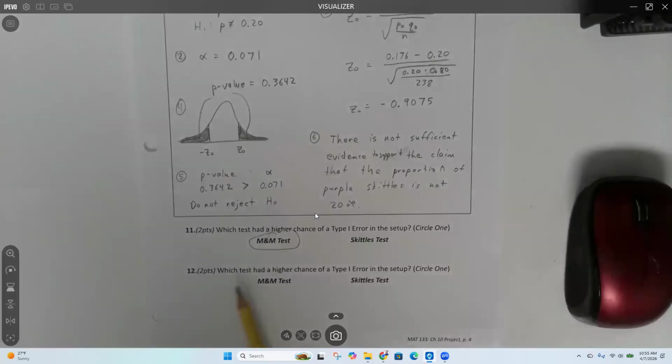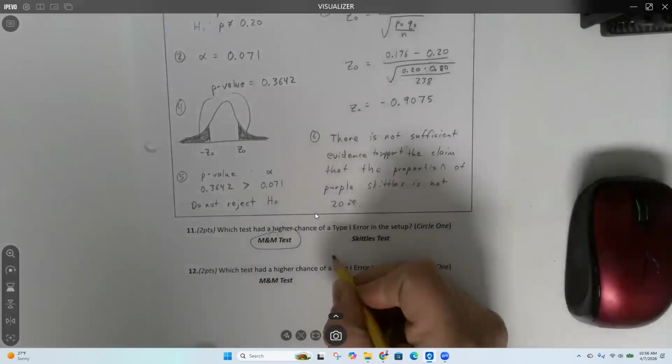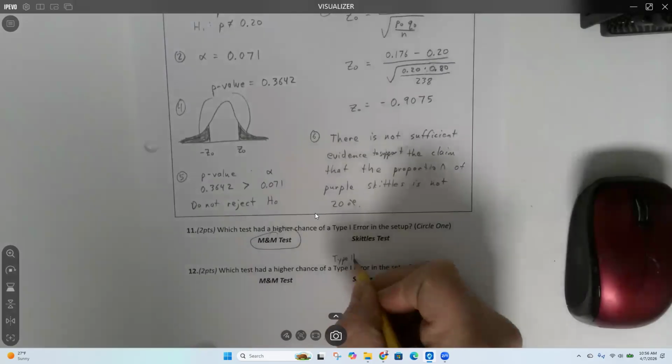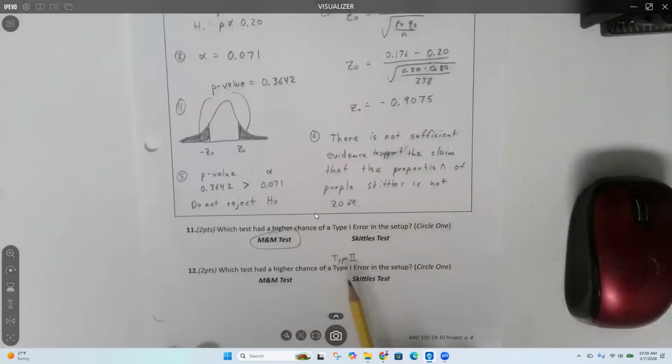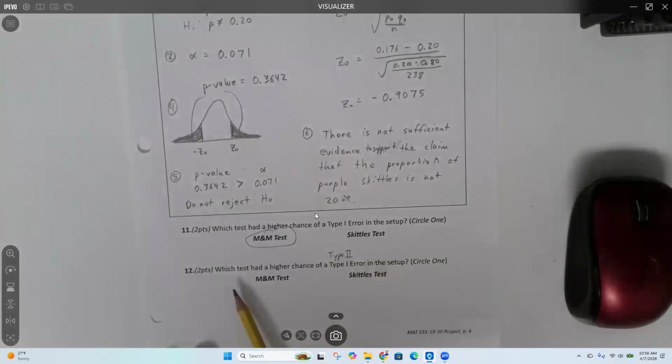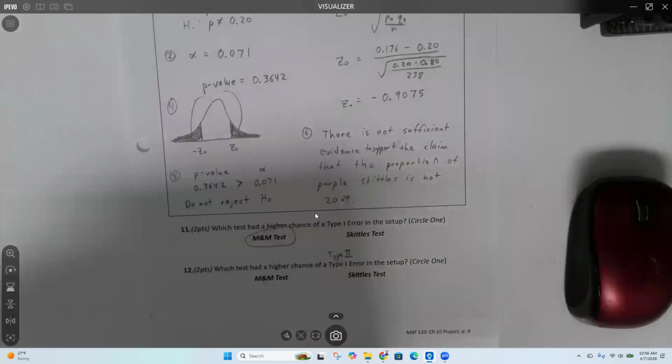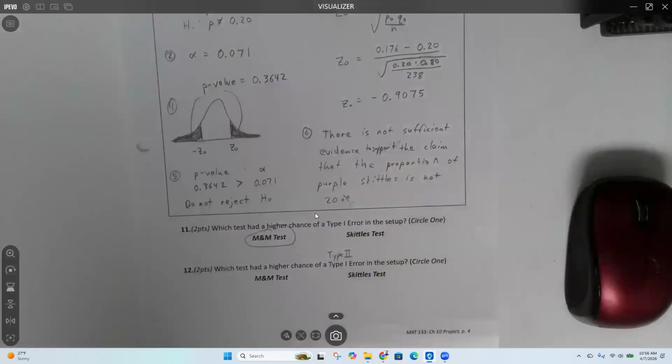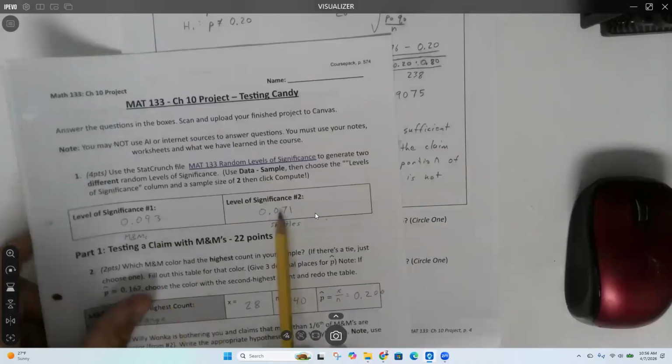Question number 12, which test had a higher chance of a type 1 error in the setup, is the same question as number 11. That's a typo. This used to say type 2, and I complained to Alana and said, no, you can't do type 2. So she must have changed it back to type 1, but that's the same question. So just circle whichever one you want for number 12. Which test had a higher chance of type 1? That is your alphas.